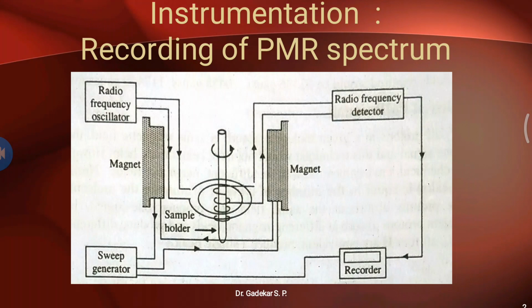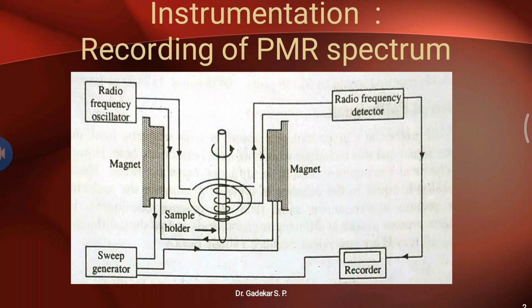In the first method, the magnetic field is kept constant and then the radio frequency changes. In the second method, the radio frequency is kept constant and the strength of the applied field changes. Then different protons in the molecule absorb at different magnetic fields. So these two methods are used to record the PMR spectrum.